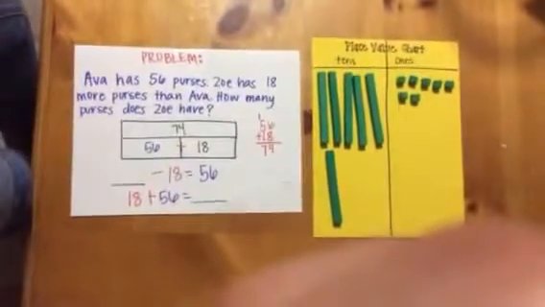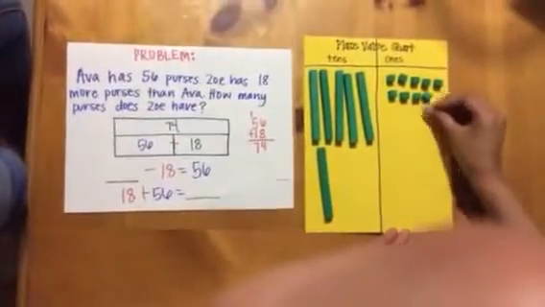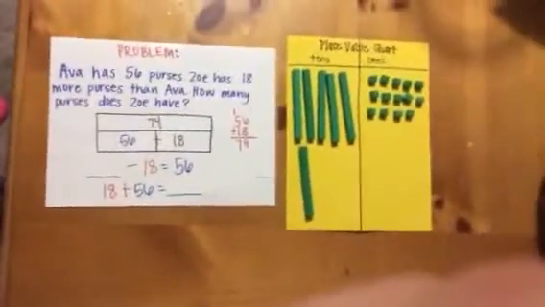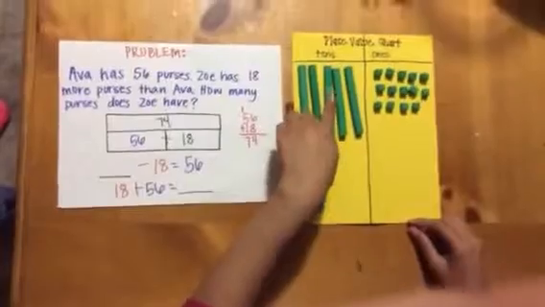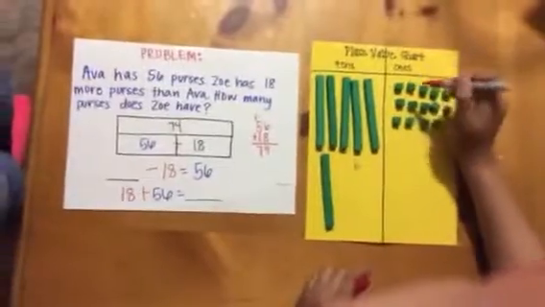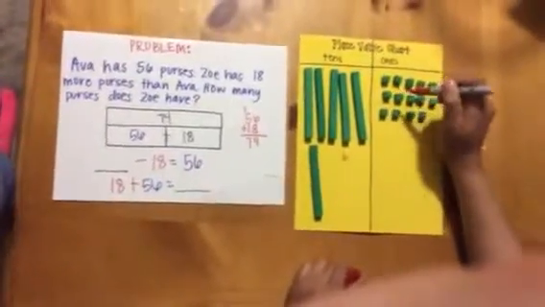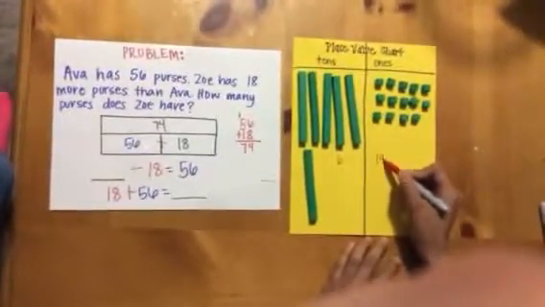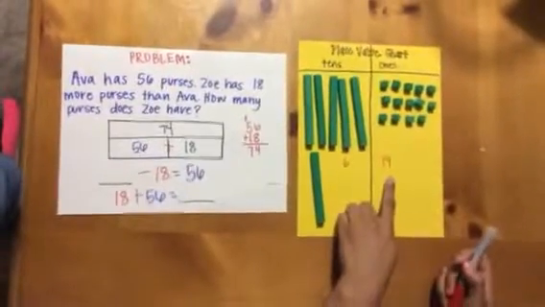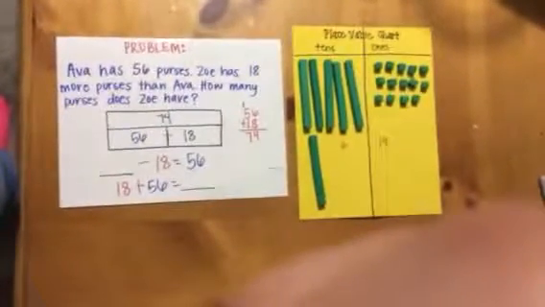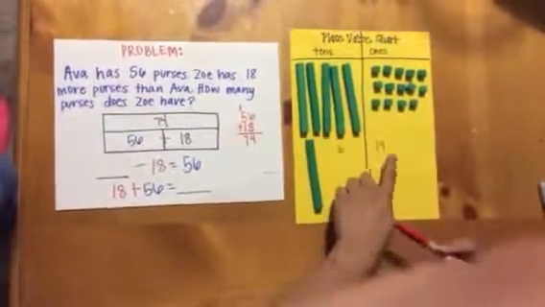1, 2, 3, 4, 5, 6, 7, 8. Now, we have 1, 2, 3, 4, 5, 6 tens, and 1, 2, 3, 4, 5, 6, 7, 8, 9, 10, 11, 12, 13, 14 ones. Now, does this look right to you? No. We should only have one place value per room. That's the rule.